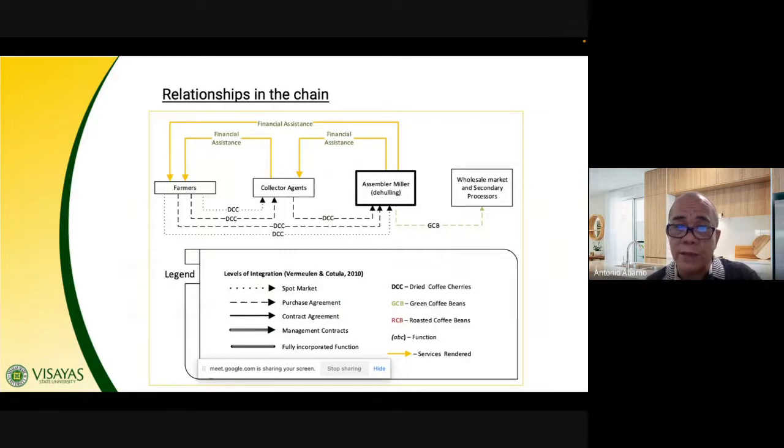So you have to take note of the various nomenclature or representation in terms of how we read the arrows and the lines connecting each segment, because it can mean a lot. And even the color could mean something in terms of how we read the overall map of the value chain.